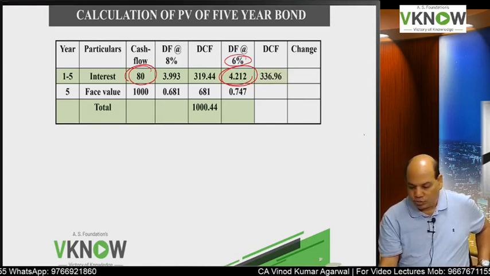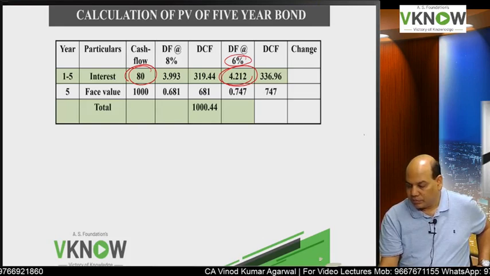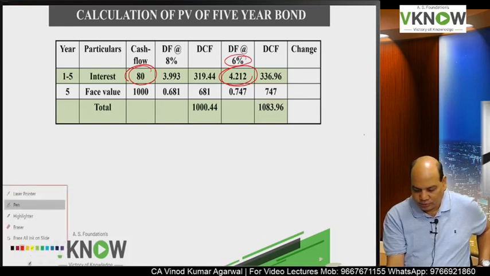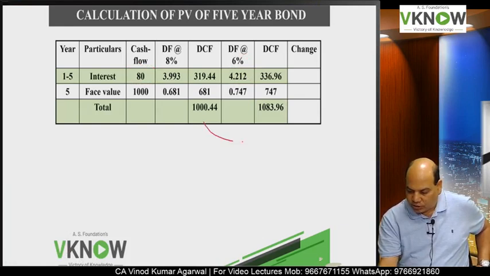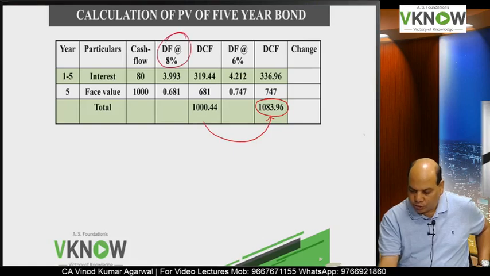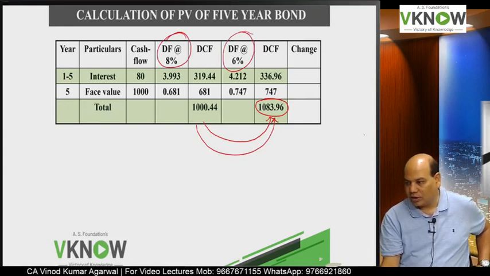So what happens to the bond value when the YTM changes? That is the question. This is 747. Take the total, 1083.896. So one thing is confirmed, the bond price will increase. When YTM reduces from 8 to 6, bond price will increase.